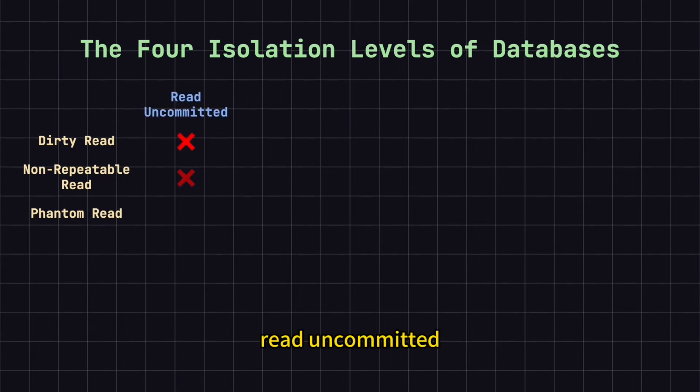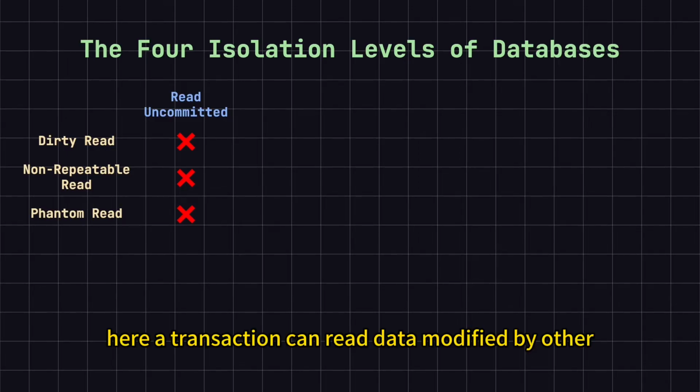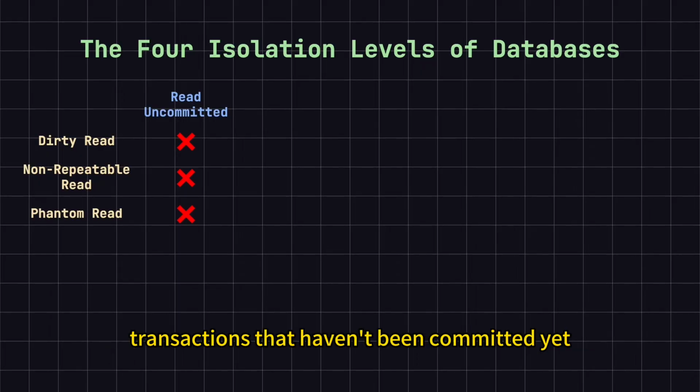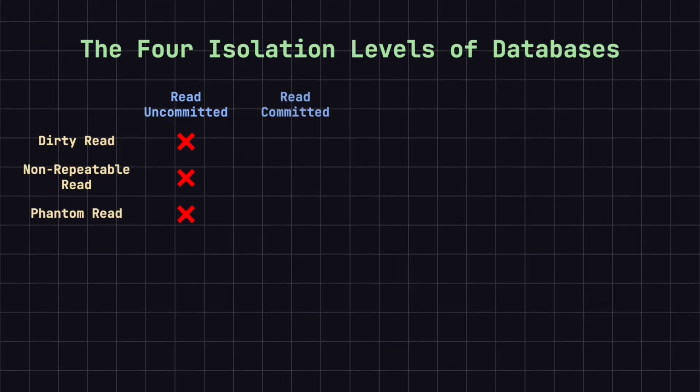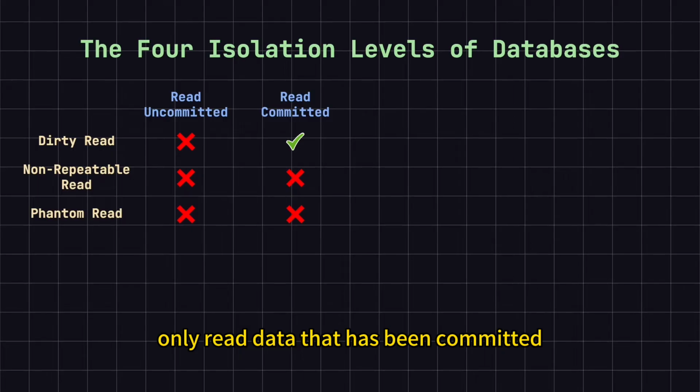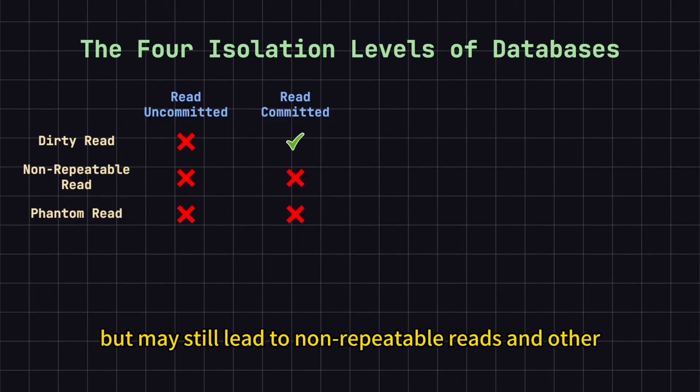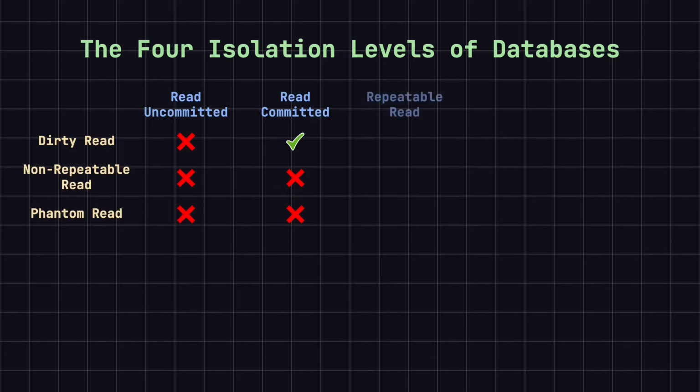1. Read uncommitted, the lowest isolation level. Here, a transaction can read data modified by other transactions that haven't been committed yet, leading to dirty reads and other issues. 2. Read committed. At this level, transactions can only read data that has been committed, which avoids dirty reads but may still lead to non-repeatable reads and other issues. 3. Repeatable read.